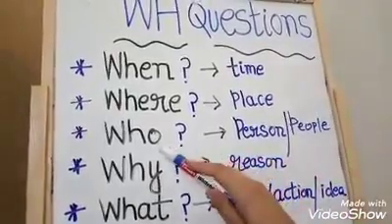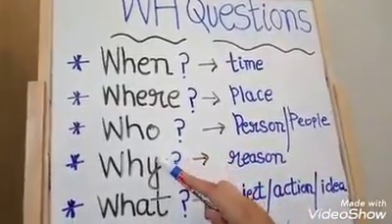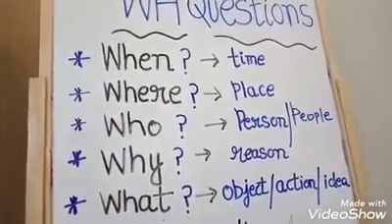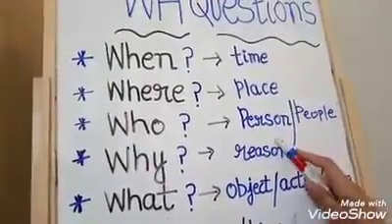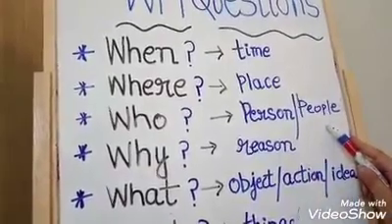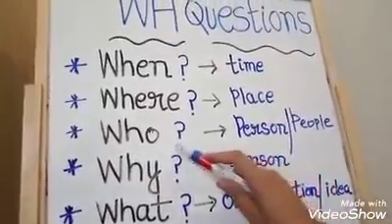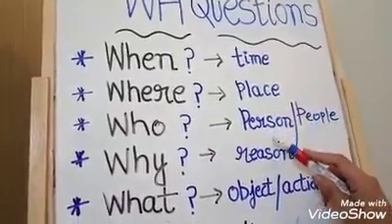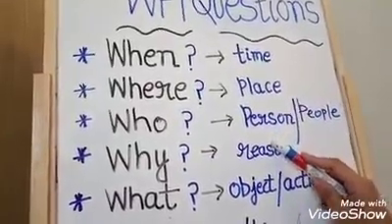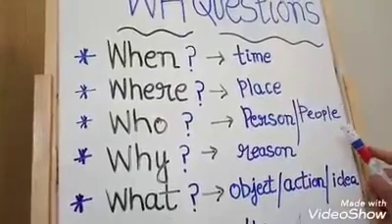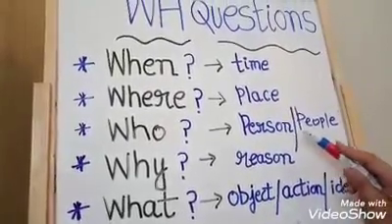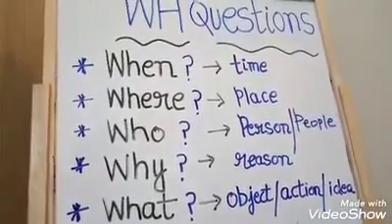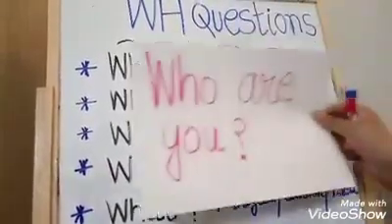Our next WH question is who. It is always used to know about a person or people. You use who to know about a singular person or people, which is the plural form of a person. For example, you may ask, who are you?